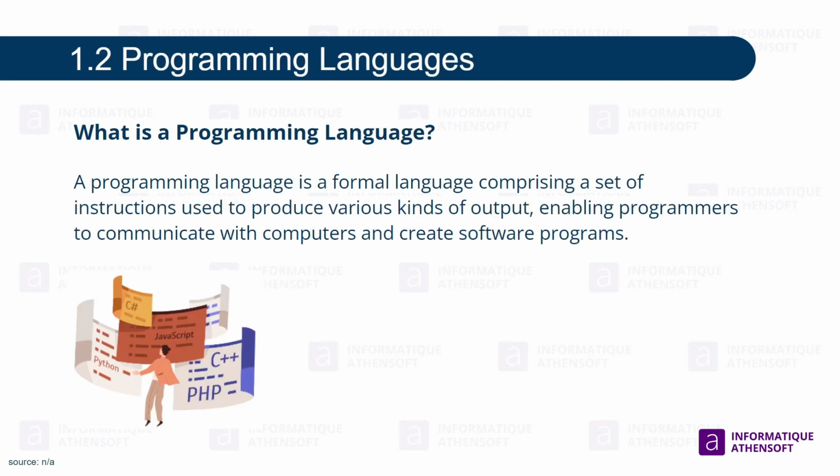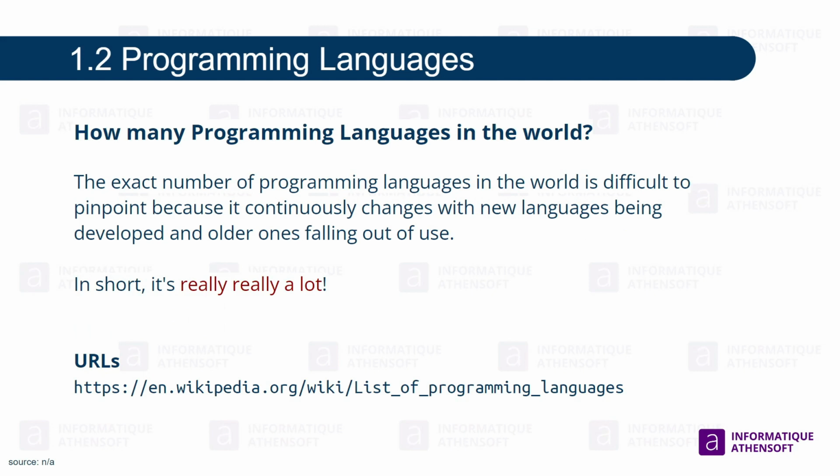What is a programming language? A programming language is a formal language comprising a set of instructions used to produce various kinds of output, enabling programmers to communicate with computers and create software programs.